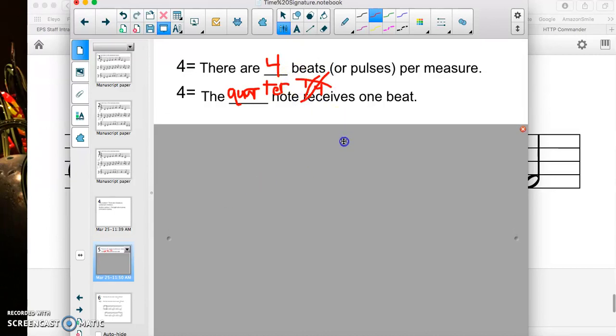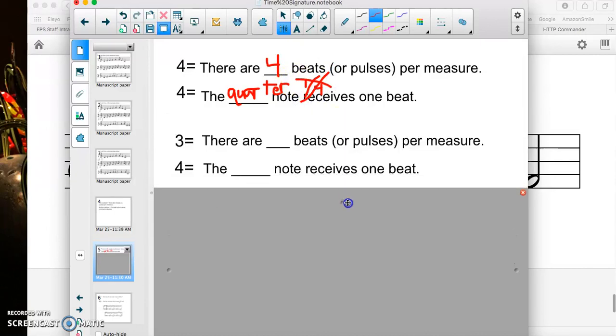All right, let's go to the next time signature to practice. There are 3 beats per measure. When the 3 is on the top, there are 3 beats per measure.